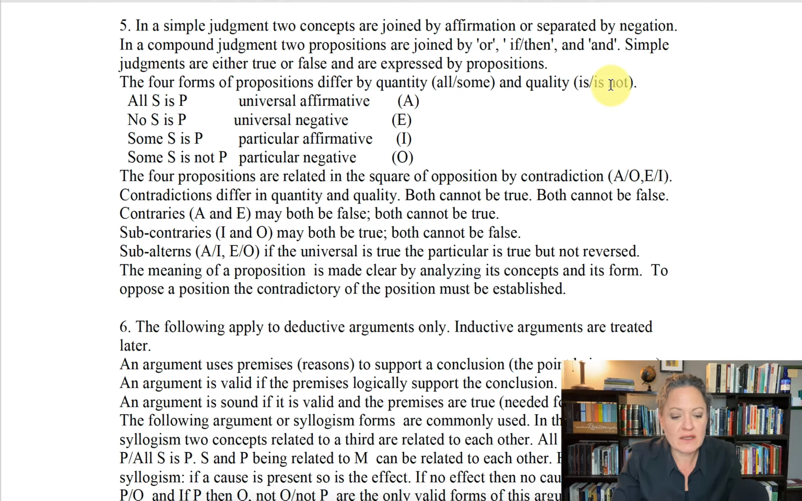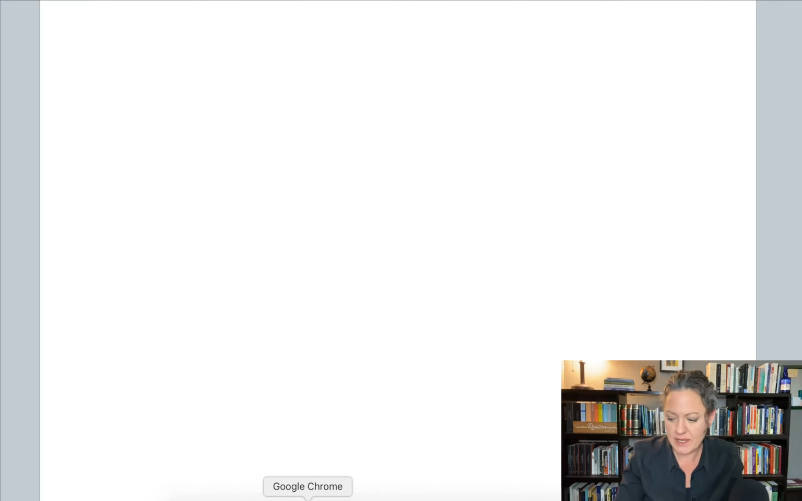So these are the four propositions, and I'm going to show you those propositions drawn on the square of opposition. Remember, I told you we would come back to the square of opposition and I would teach you about them. Now I'm going to do that. So let me get the iPad out, and we're going to draw the square of opposition on the iPad.